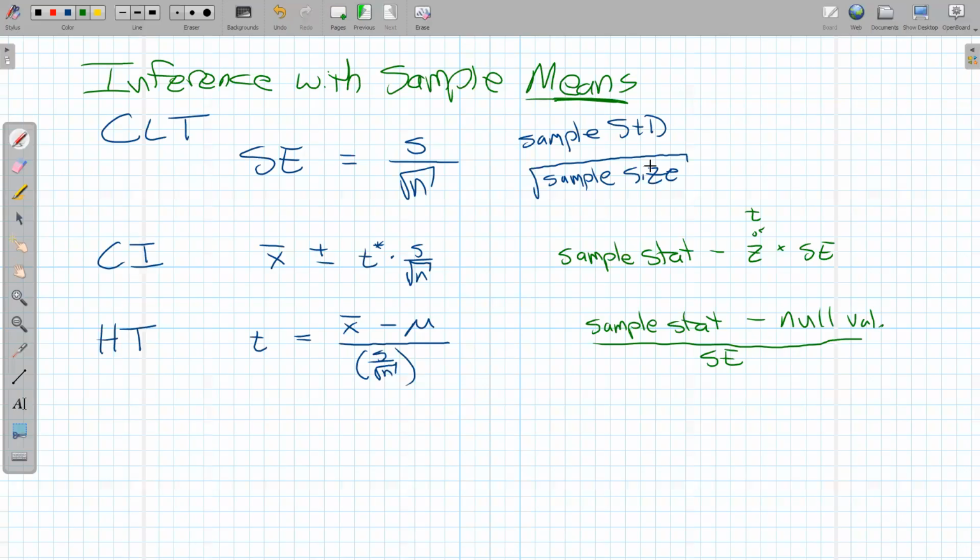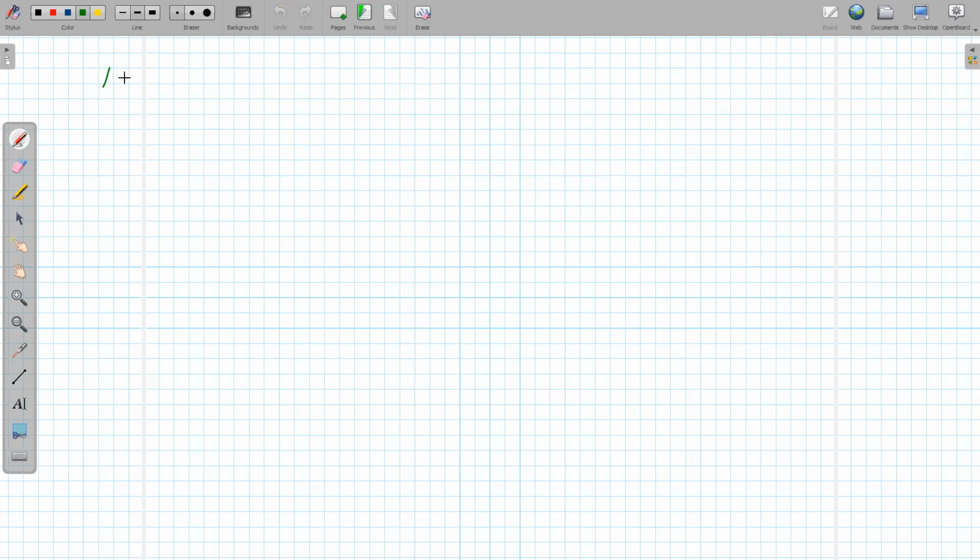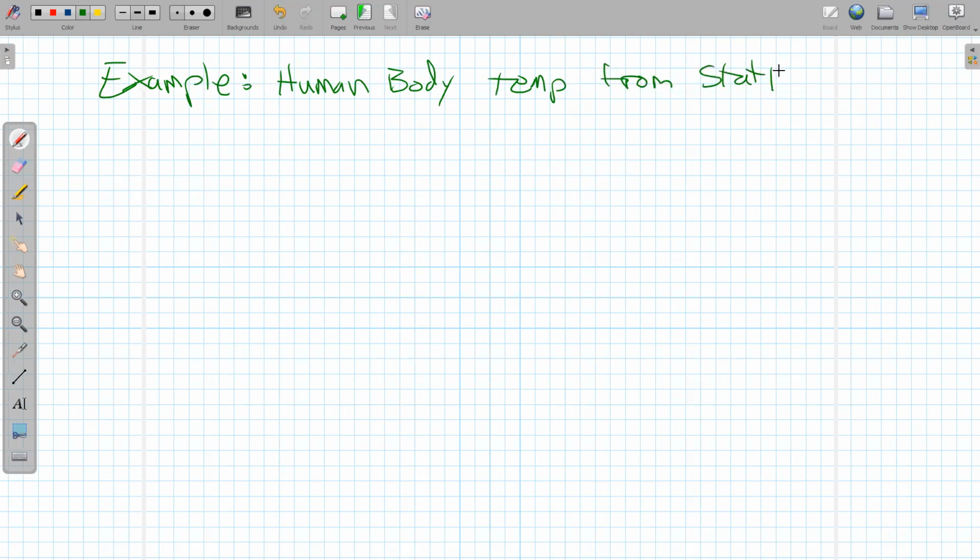So I'm going to write this down. Sample body temp from StatKey. According to the StatKey summaries, n, there were 50 in the sample. The sample mean was 98.26, and the sample standard deviation was 0.765.